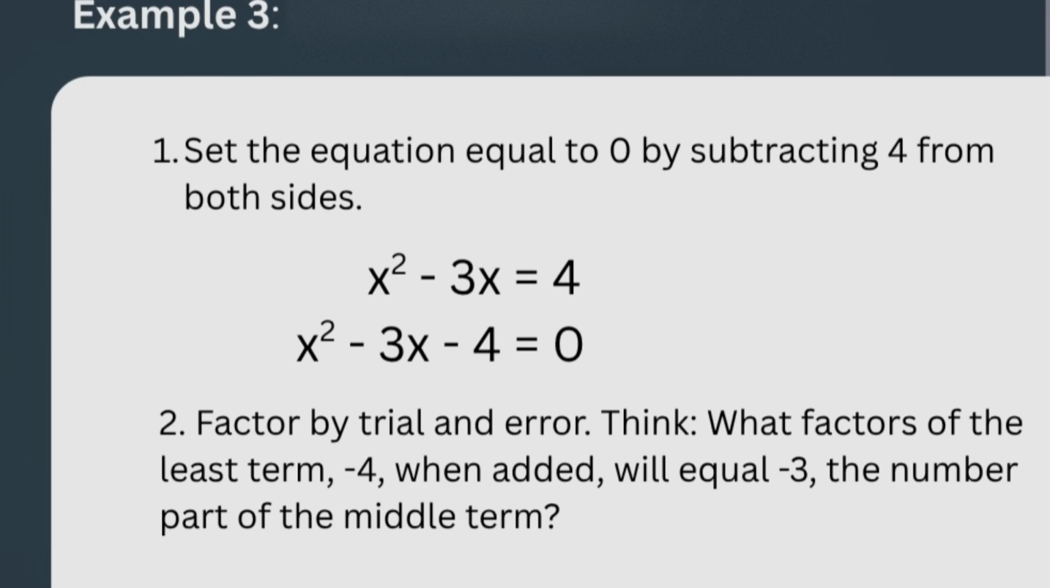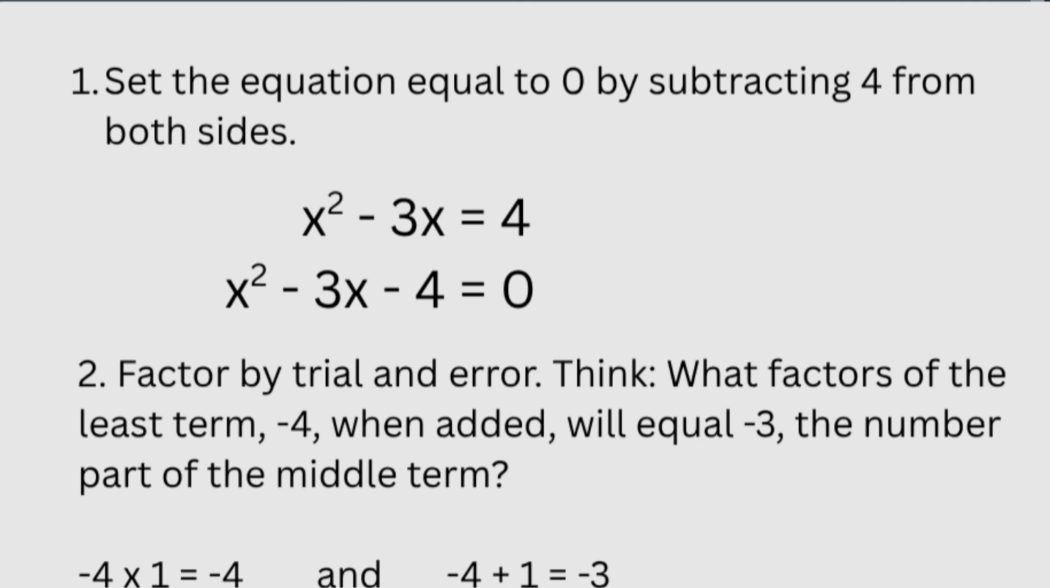Let's try the second one, which we found out was 4. If we plug in 4 here, 4 squared is 16. 3 times 4 is 12. 16 minus 12 is 4, right? And we can also test the expanded form of our expression. 4 squared is 16. 3 times 4 is 12. 16 minus 12 is 4. 4 minus 4 is 0.